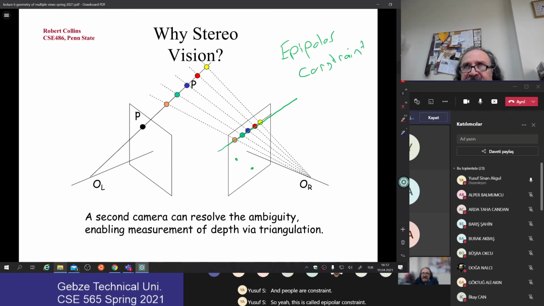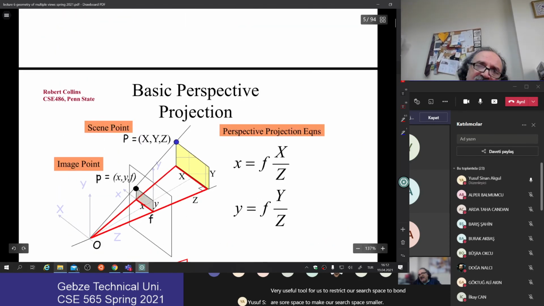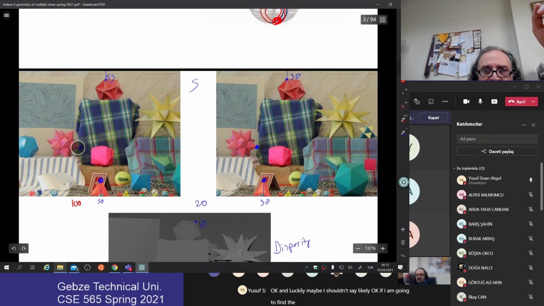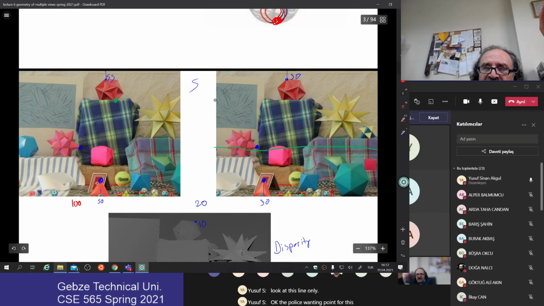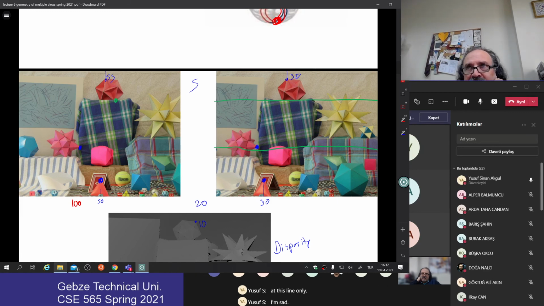And this epipolar constraint is a very, very useful tool for us to restrict our search space, to bound our search space, to make our search space smaller. If I am going to find the corresponding point for this one, I am going to look at this line only. The corresponding point for this one, I am going to look at this line only. Understand? For some reason they are in the same row because these images are specially created, pre-processed, and their corresponding epipolar lines are at the same line in the other image.